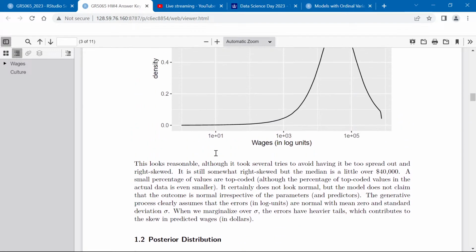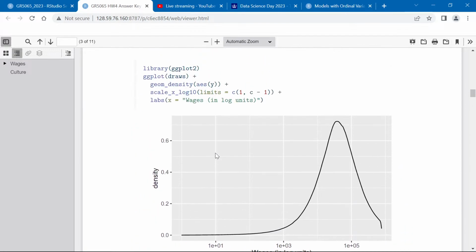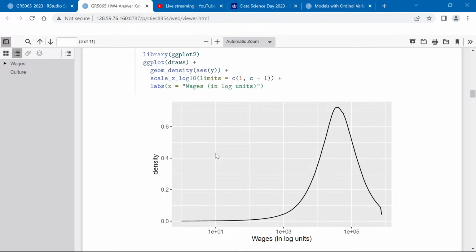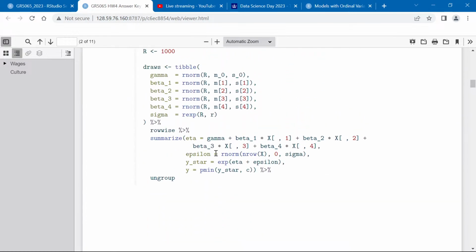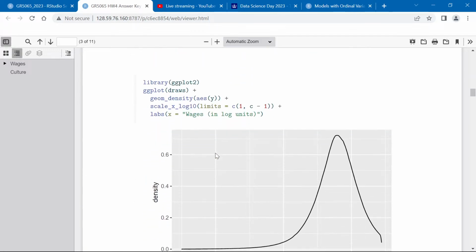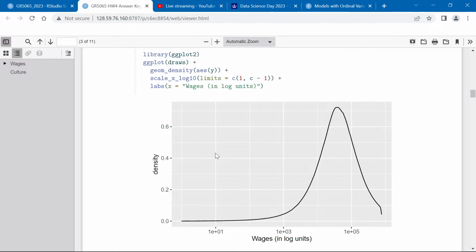So this is certainly not a normal looking distribution. First of all, it's not even the distribution we're modeling, because this is wages in dollars. We're actually modeling log wages. But even then, if you look at the code, by construction, the errors are drawn from a normal distribution. And that's the assumption of the model. Given the predictors, the distribution is normal. So net of the predictors, multiplied by the respective parameters, you get the errors.